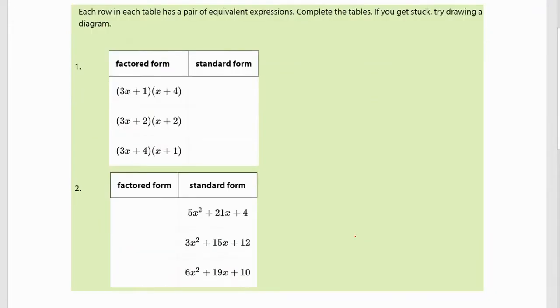All right, 10.2, a little more advanced. So each row in each table has a pair of equivalent expressions. Complete the tables. If you get stuck, try drawing a diagram.